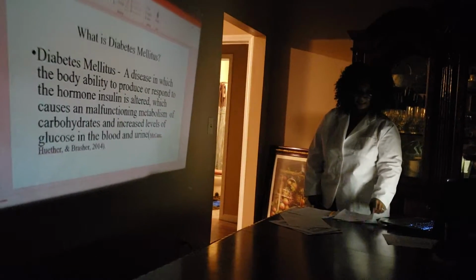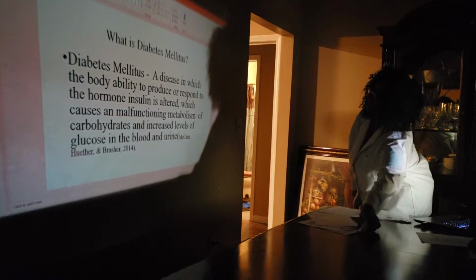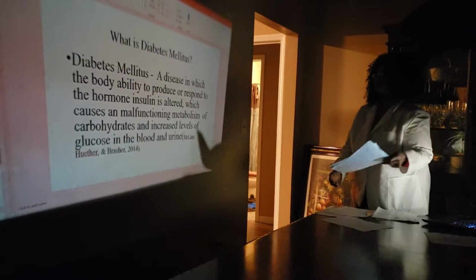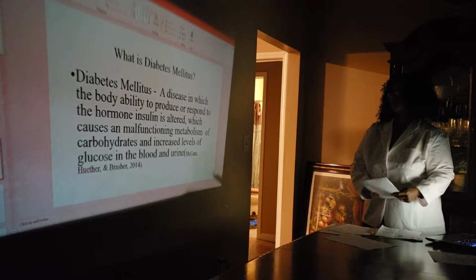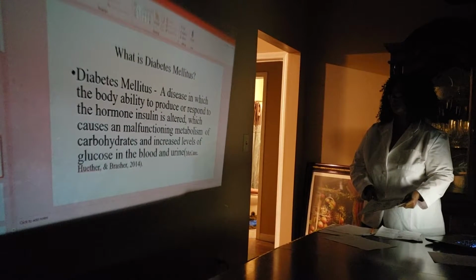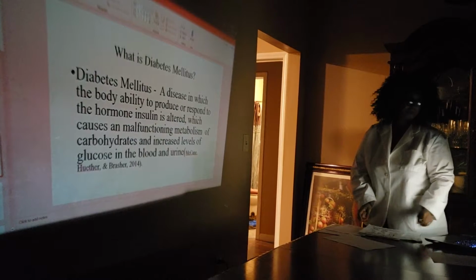What is diabetes? Diabetes is a disease in which the body's ability to produce and respond to the hormone insulin is altered. Causes are malfunctioning metabolism of carbohydrates and increased levels of glucose in the blood and urine.